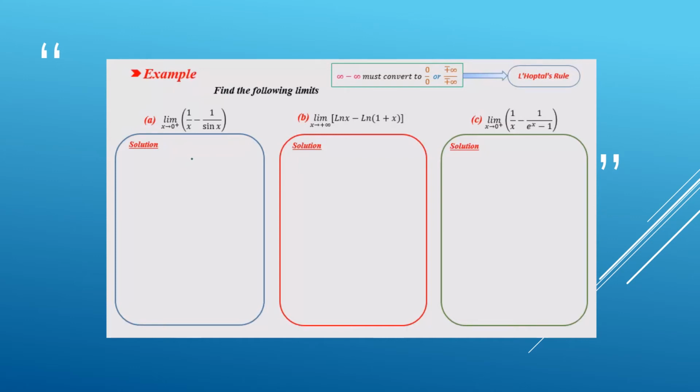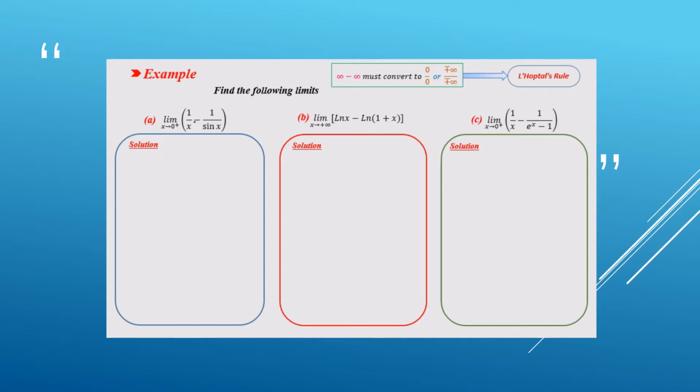Hi everyone, in this video we will take the indeterminate form infinity minus infinity. So if you have infinity minus infinity, you have to convert it to 0 over 0 or infinity over infinity to use L'Hopital's rule. For the first question we have the limit of 1 over x minus 1 over sine x.